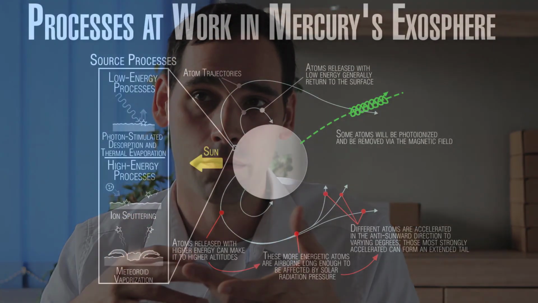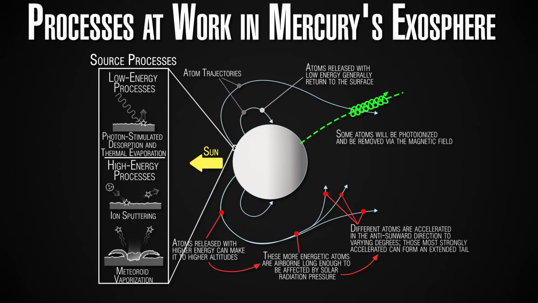So we can push things into a tail by sunlight, but if we ionize them, because the sun has all sorts of ultraviolet output which can ionize atoms in the atmosphere, those ions will get trapped in the magnetic field, and that gets swept anti-sunward into a tail also. So we have an ion tail and a neutral tail.